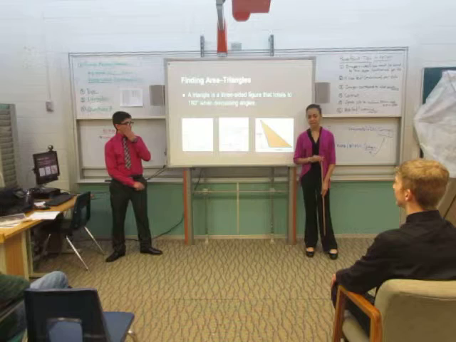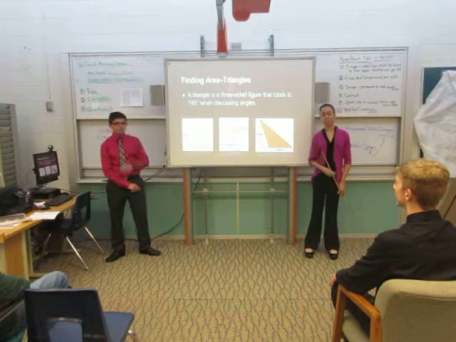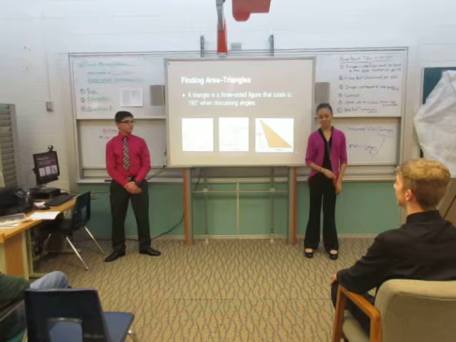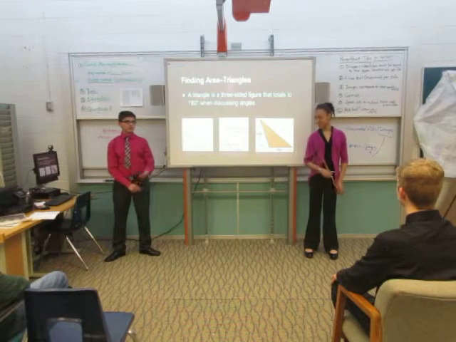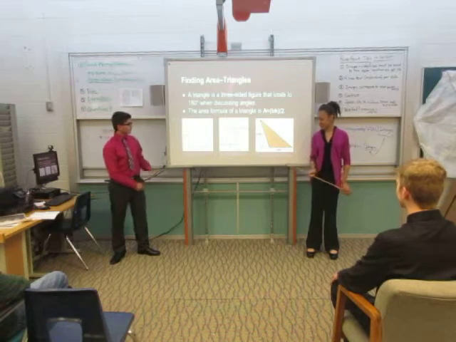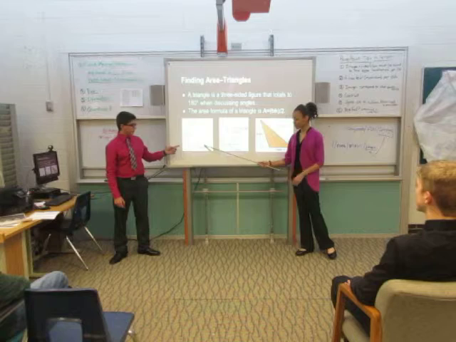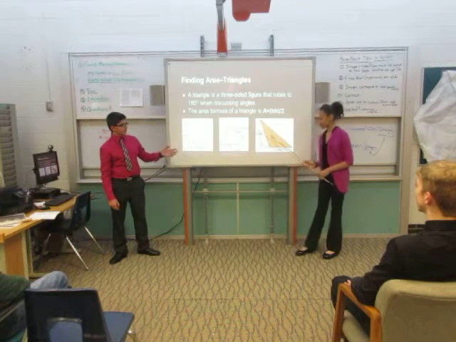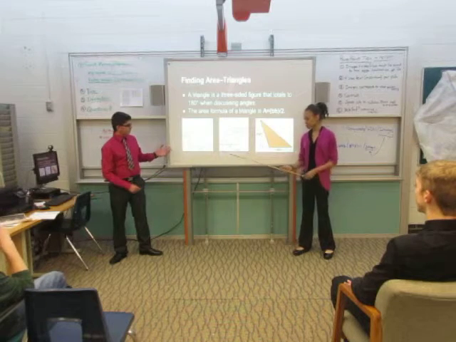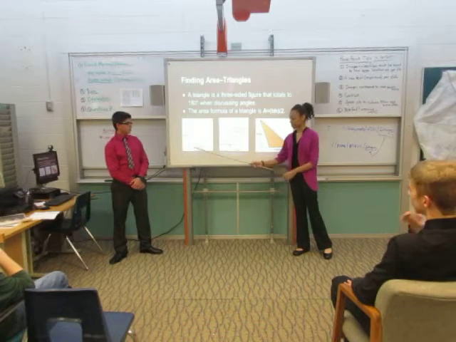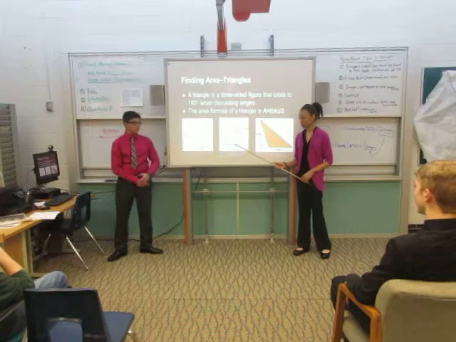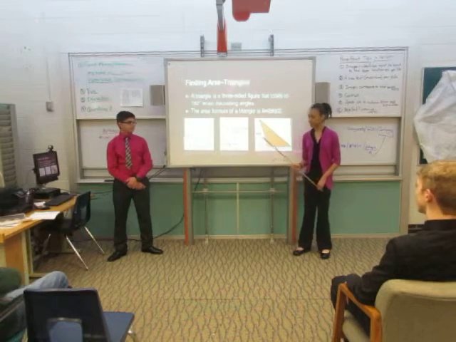A triangle is a three-sided figure, and its angles total 180 degrees. Does anyone know the area formula for a triangle? One-half base times height. This one's a right triangle, that's an acute triangle, and that's an obtuse triangle. You can use the same formula for all of them. In this right triangle, we have the base, which is 3, and the height, which is 4. If you multiply those, you get 12, and then divide it by 2 to get 6 units squared, which is the area of the triangle.